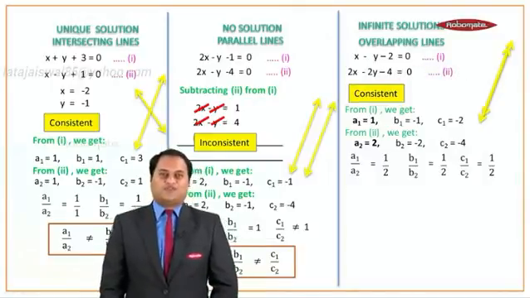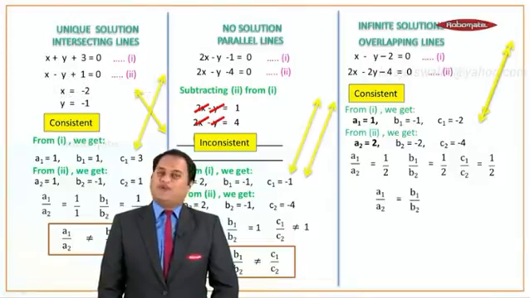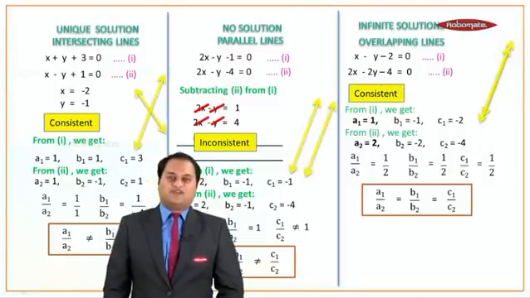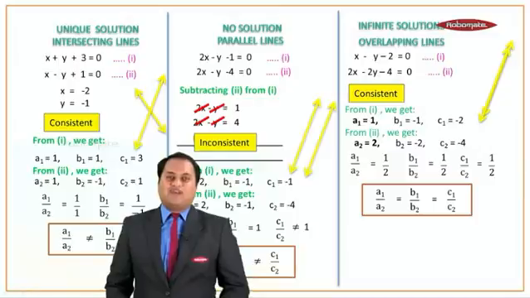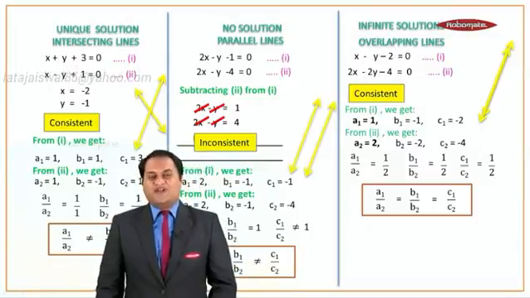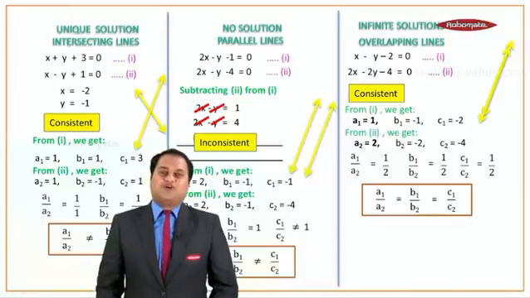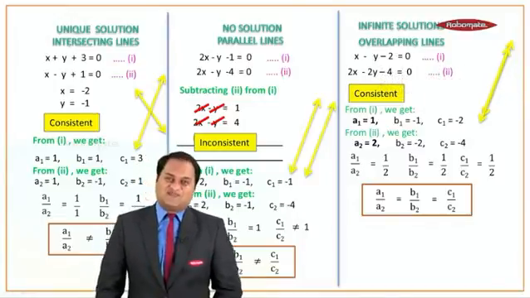So what do you observe? It's very clear that A1 upon A2 is equal to B1 upon B2 is equal to C1 upon C2. And whenever all the three ratios are equal, as the equations are the same, we say that the equations have got infinitely many solutions. So these are the three conditions that you should not forget, the conditions of consistency and inconsistency.